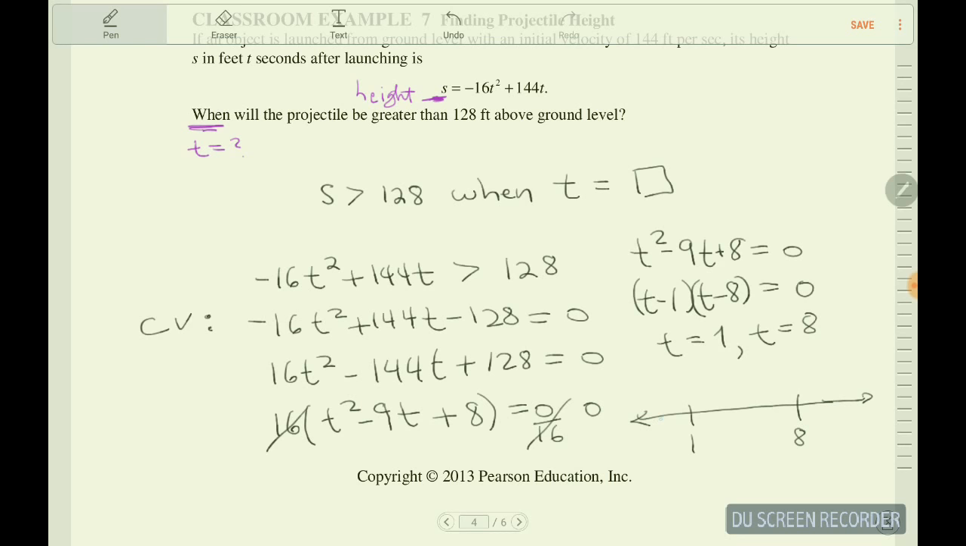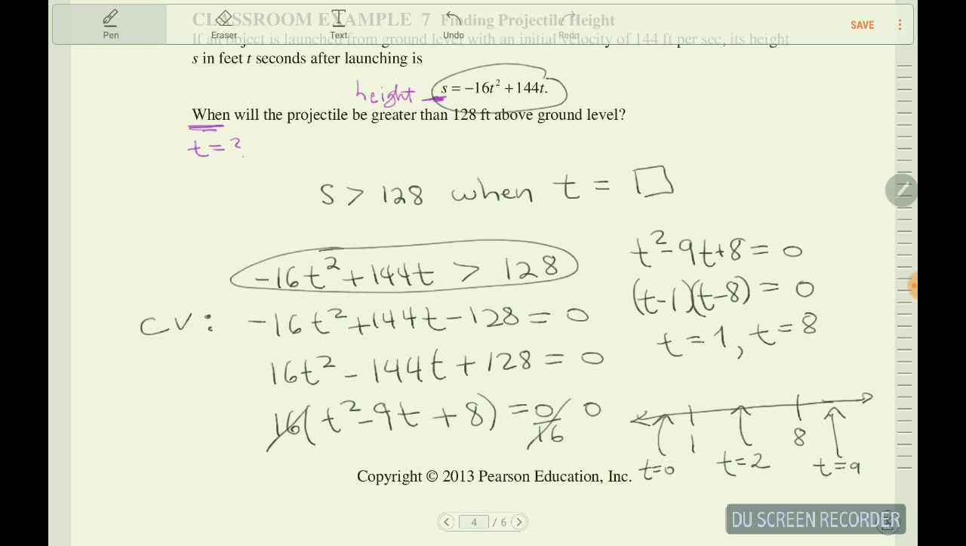And so I'll be looking for test values. In this section, I'll use t equals 0. In this section, I'll use t equals 5, or maybe something smaller. How about 2? And here I'll use t equals 9. Okay, so now I'll go back to the original, or rather, I guess this version right here, and test my test values.